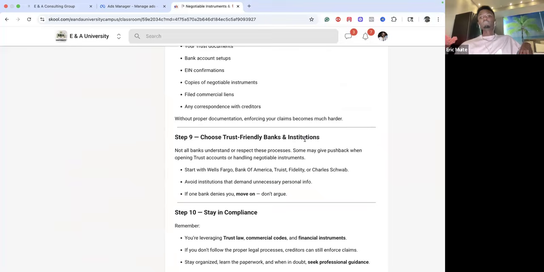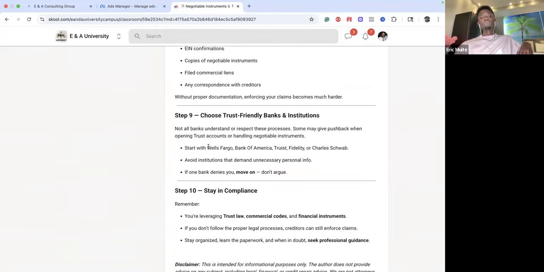Now, choosing a friendly bank or institution. Wells Fargo, Bank of America, Truist, Fidelity, and Charles Schwab. I know those are trust-friendly banks. I personally have Charles Schwab, Bank of America, and Wells Fargo. Truist, these are available in different areas.